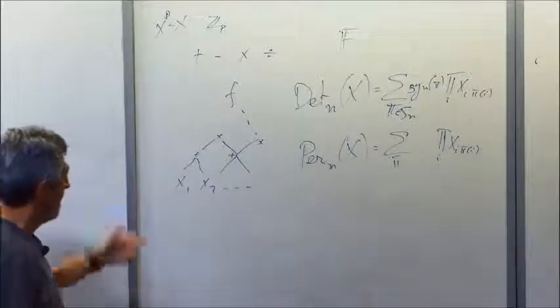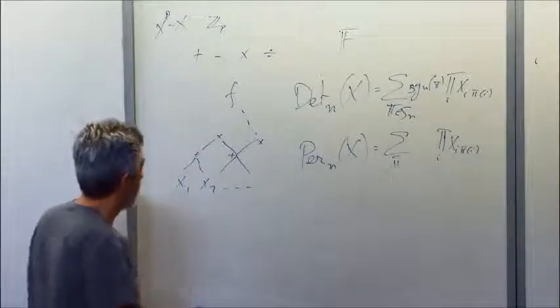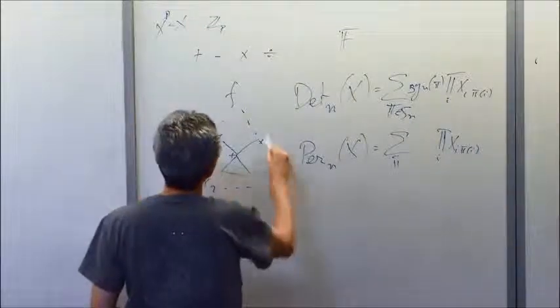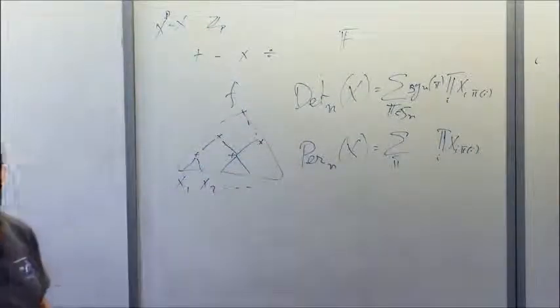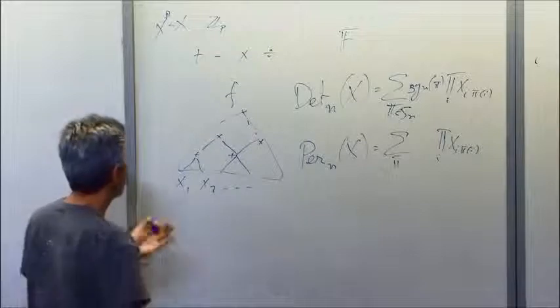Okay, so the circuit model is the most basic model. You want to count the number of gates, the number of arithmetic operations you perform in this setting. And this is a circuit model.